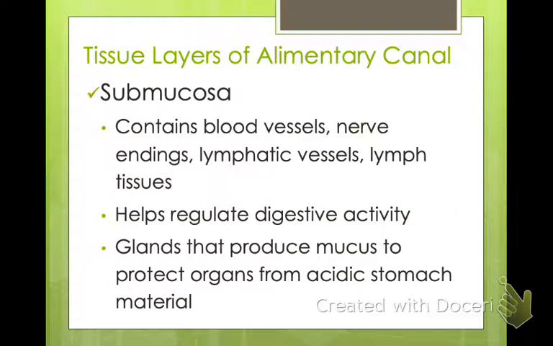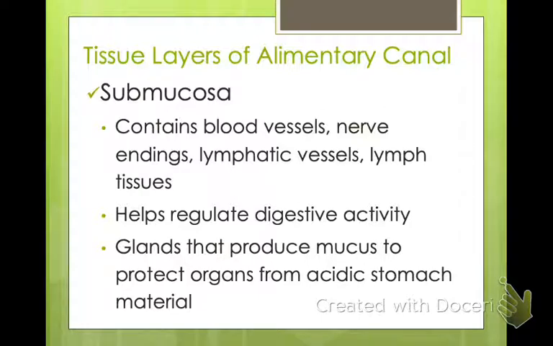Now the next layer after the mucosa is the submucosa. You should memorize these layers. They are important. The submucosa contains blood vessels, nerve endings, and lymphatic vessels and lymph tissues. Lymphatic vessels and lymph tissues are a part of the immune system. We have nerve endings, obviously those are going to send pain or sensory signals to your brain, and blood vessels. Because remember, all cells need oxygen, and those blood vessels are what's bringing the oxygen.